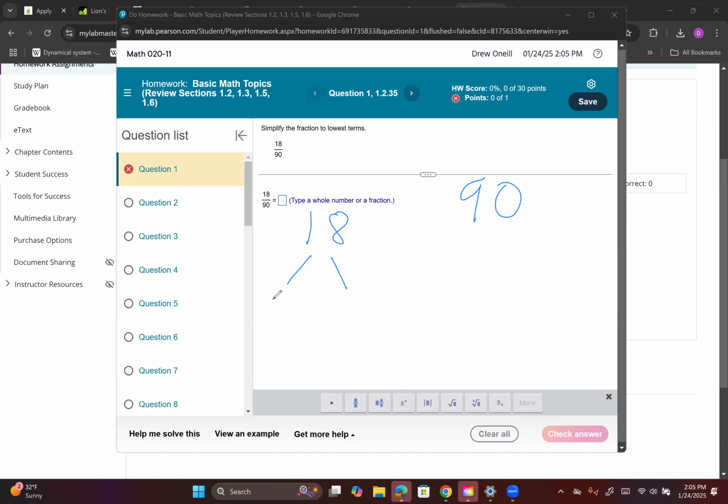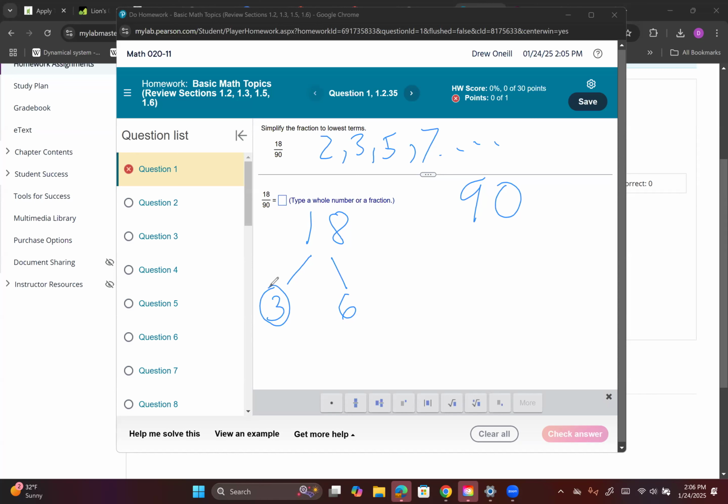Let's say we wanted to say 18 is 3 and 6. When do we stop? When do we keep going? When the numbers are prime, right? Primes are 2, 3, 5, 7. You can look up a list, but it's a number that isn't divisible by any number besides 1 and itself. Once we hit a prime, we stop and we circle it.